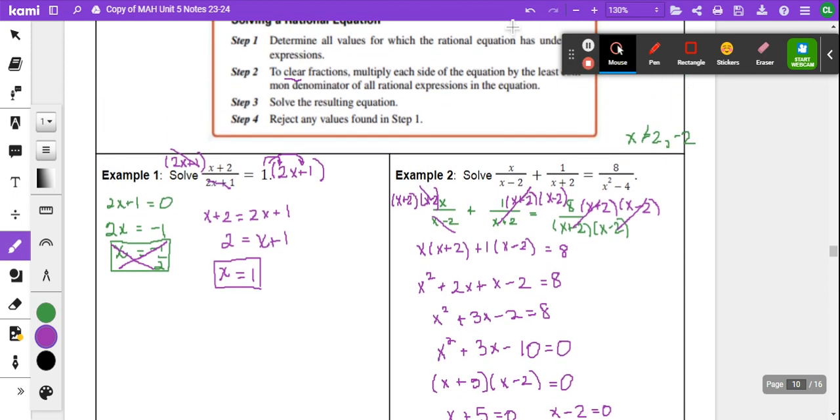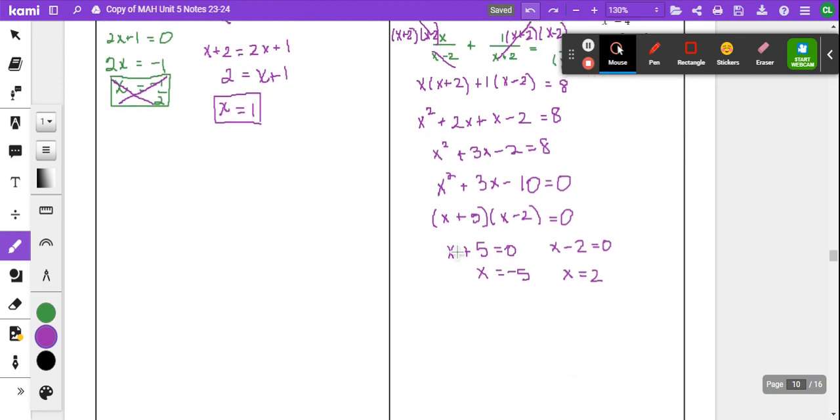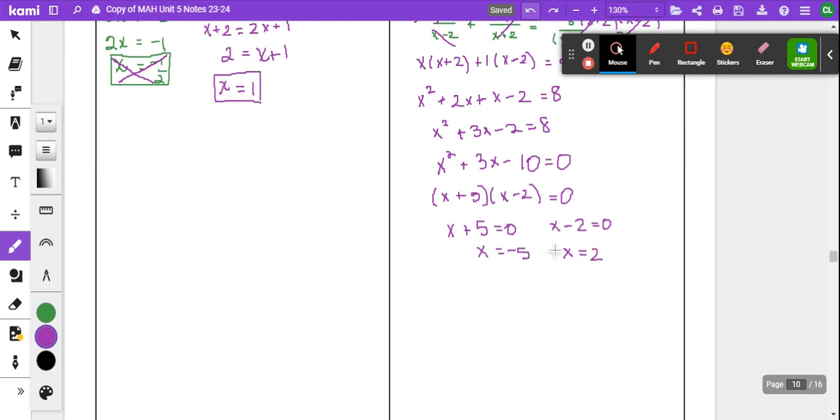But I want you to remember that before I started, I said, and I'm looking all the way at the top, that values that would make this undefined were 2 and -2. Well, guess what? I actually got a 2. This would make it undefined. That is not going to be one of the answers. This would be the only answer.